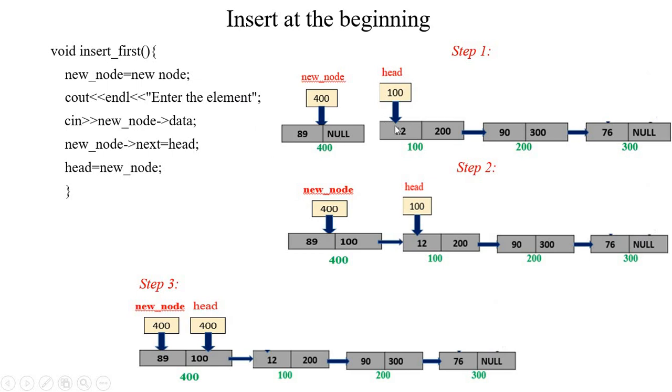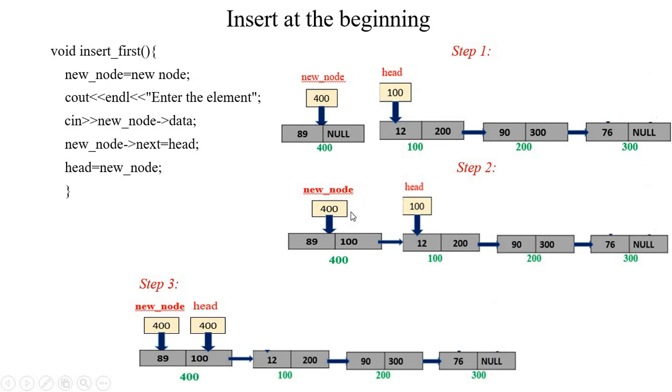So obviously what happens in this null position, one more line can be added. This is step 1. In step 1 you can also add one more line: new node next is equal to null. According to our step, new node is equal to new node. I'm creating a node, then entering the data, and here you can also add one more line: new node next is equal to null.